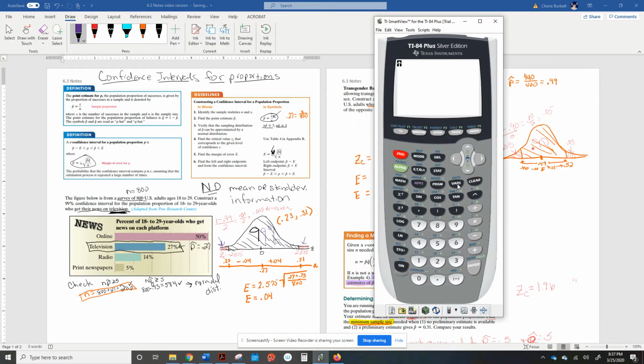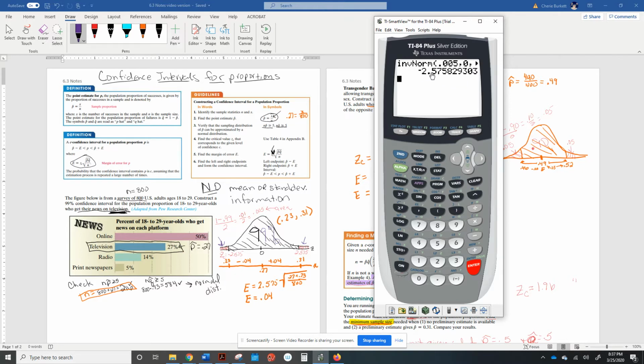So we go to distribution, second vars. Since we know the area and we're looking for the z-score, it's an inverse norm, so you're going to choose option number 3. Remember you have to type in the area to the left, which we calculated as 0.005. We are looking for a z-score, so our mean is 0 and our standard deviation is 1. We go down to paste, and that gives us our z-score, negative 2.575. That's where we got that right there.